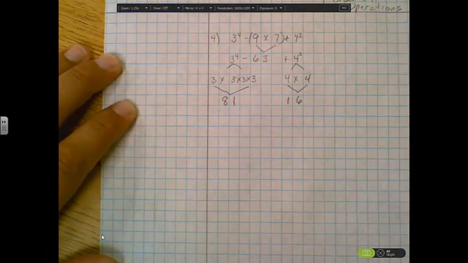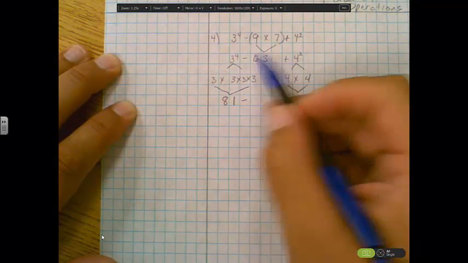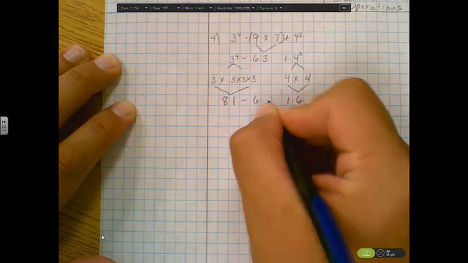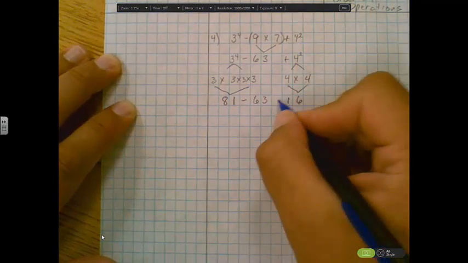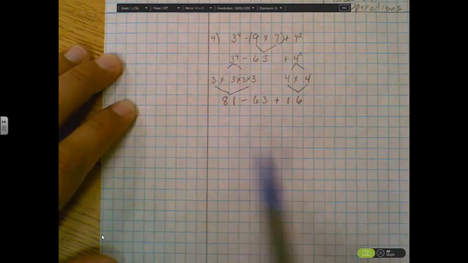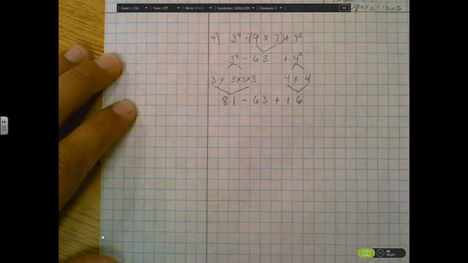And then we have to bring down the operator, so we have a minus sign we need to bring down. We have the number 63 that we need to bring down. And we have the plus sign that we need to bring down. So the next step, we've done our parentheses and exponents. Now we need to do multiplication and division. We look across, there is no multiplication and division, so we skip that step. The last step then is addition and subtraction. We go left to right.